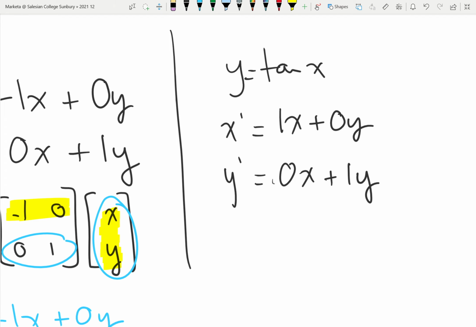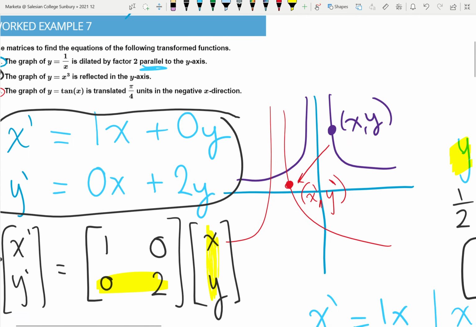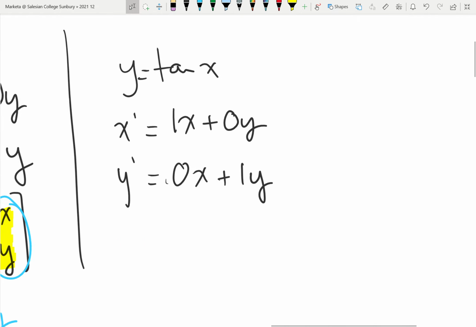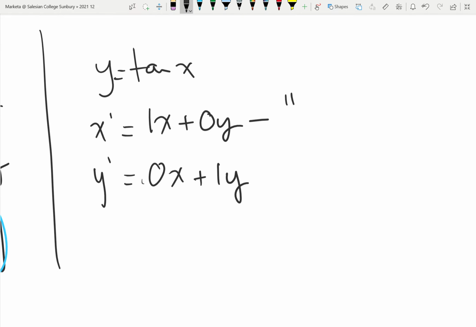What we then do, because I think it was negative pi on 4, I'll just double check. Yeah, pi on 4 in the negative direction of the x-axis. So we're going to be subtracting pi on 4 here. And this, well, it's just 0. So you don't really need that 0 there other than to make the matrix.